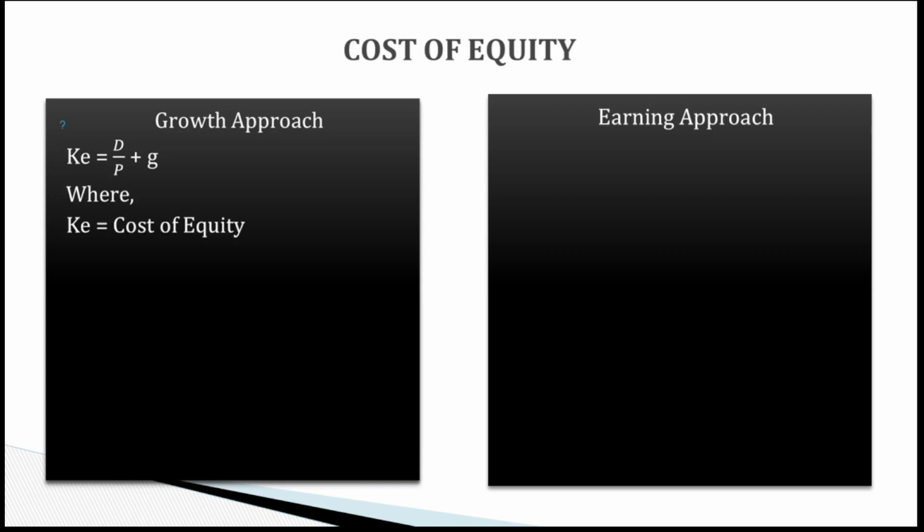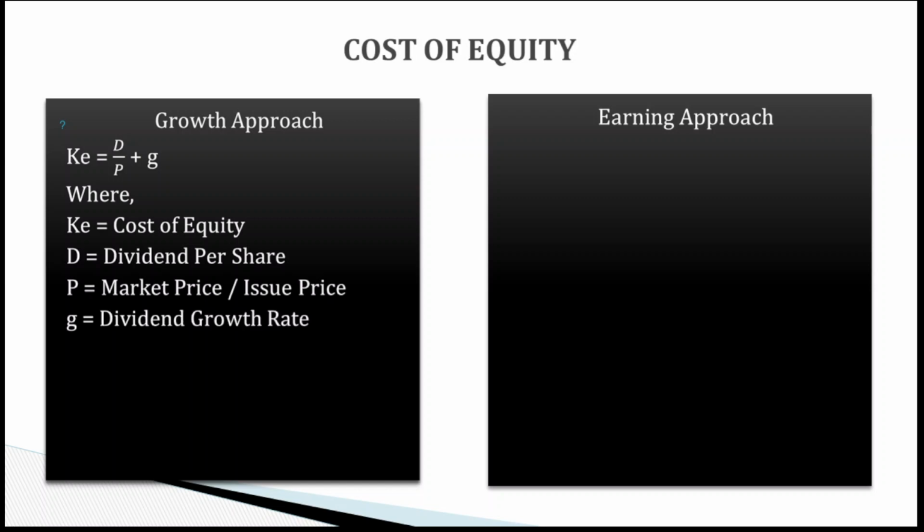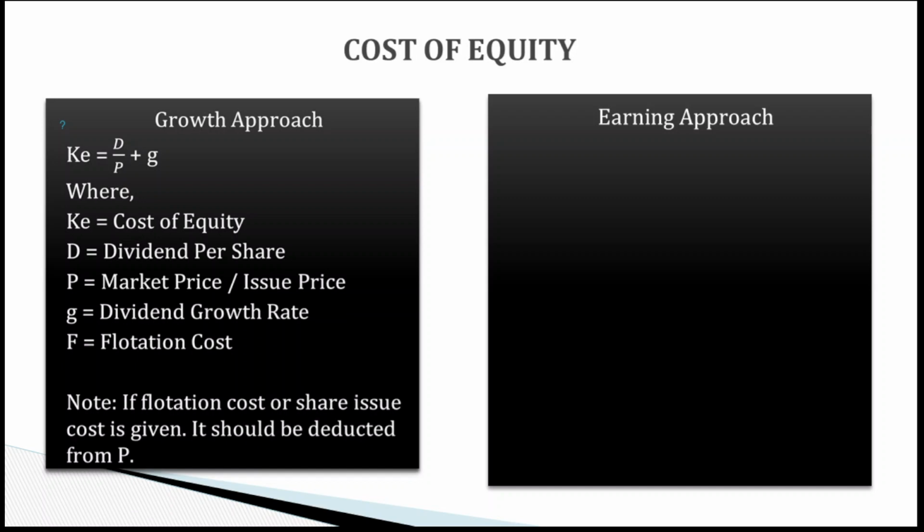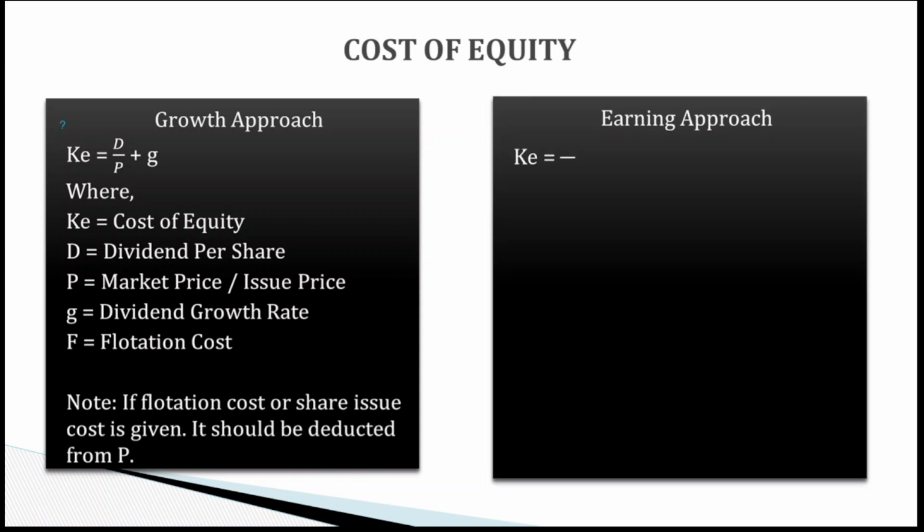Here KE simply means cost of equity, D means dividend per share, P means the market price or issue price of equity share, G means equity dividend growth rate, F is the flotation cost. If the flotation cost or the share issue expenses are given, then it should be deducted from the market price or issue price. With respect to earning approach, KE = E/P.